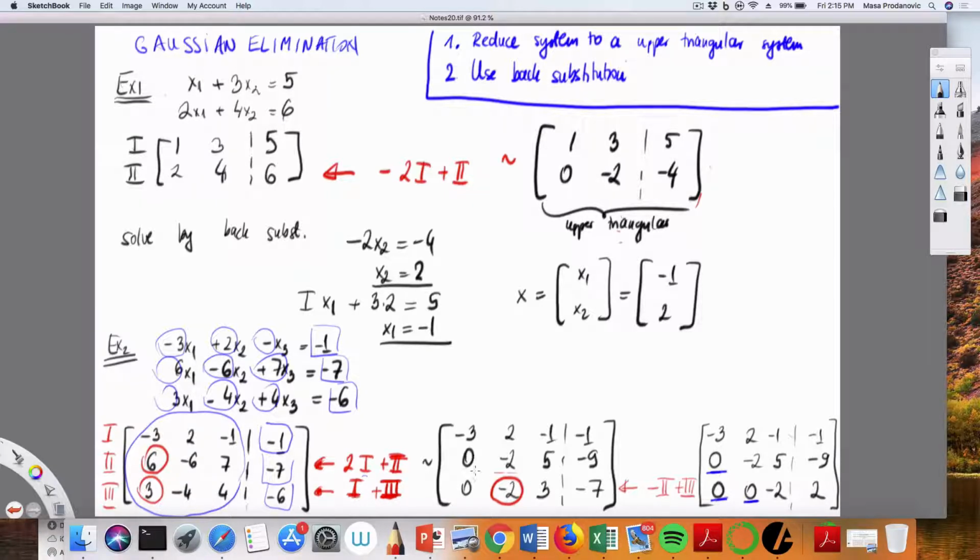So then I have these two zeros. Then I'm moving on to the second position here, position 2, 2. And I'm using that to eliminate the position below. So in this case, I can just subtract the 2.